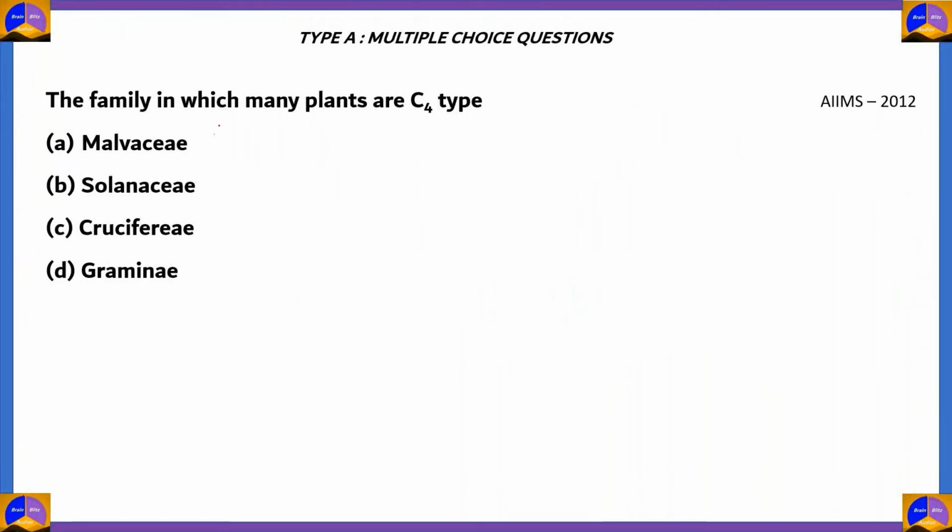Now, this is the next question. The family in which many plants are C4 type: A. Malvaceae, B. Solanaceae, C. Cruciferaceae, D. Graminae. So we need to find out which of these families have plants which contain C4.